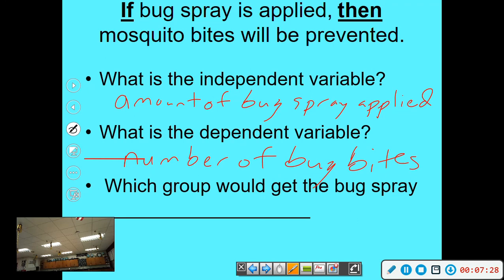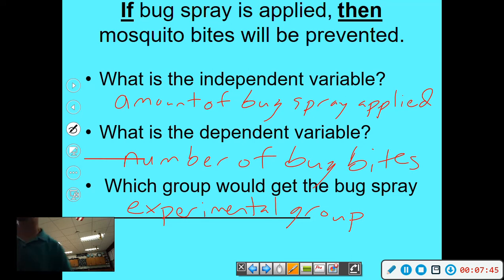Okay, which group will get the bug spray? All right, they're the group called the experimental group. All right, and the ones that don't get the bug spray would be called the control group. All right, so in general, make sure you know the difference between those two groups. Make sure you understand the whole idea of the independent and dependent variable, which we're going to do some assignments practicing. All right, so I'll give you scenarios and you'll have to read them and be able to figure out what's independent. Again, that's the one you change. Dependent variable is the one you're measuring in the experiment.